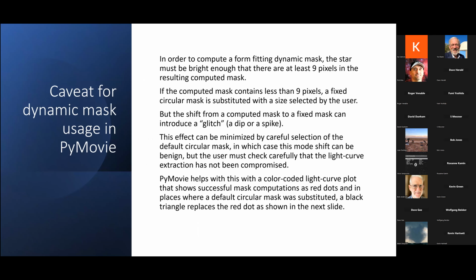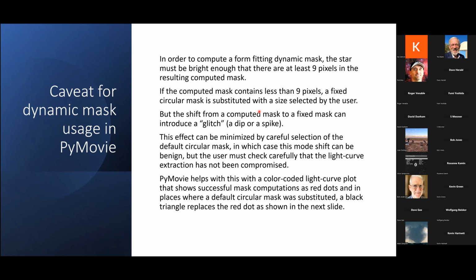Okay, so some caveats about this dynamic mask usage. In order to compute a form-fitting dynamic mask, the star has to be bright enough that there are at least 9 pixels in the resulting computed mask. If it contains less than 9 pixels, PyMovie reverts to a fixed circular mask. It's a size that the user will select. Usually you select a very small one, radius of 2 or 2.4.